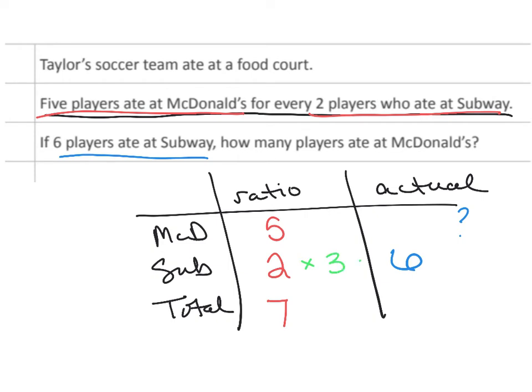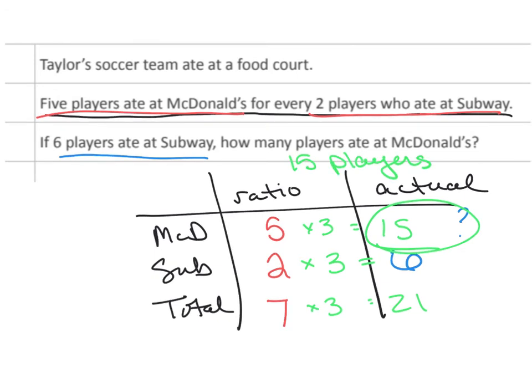2 times 3 gives us 6. 5 times 3 gives us 15. 7 times 3 gives us 21. But this is what we want. So how many players ate at McDonald's? 15 players ate at McDonald's. But no matter what they ask us, because we have our entire table, we could answer any question.